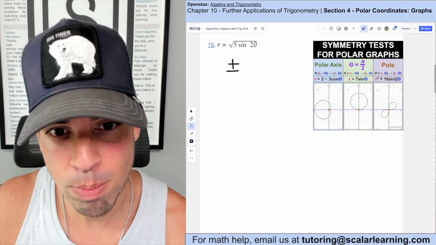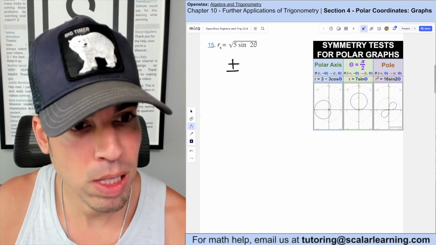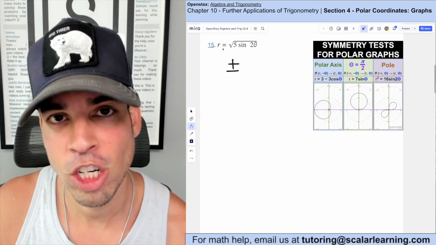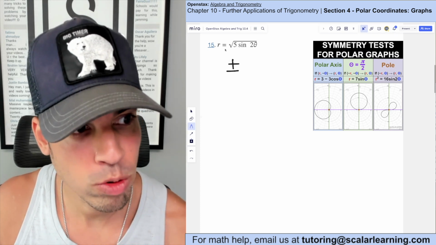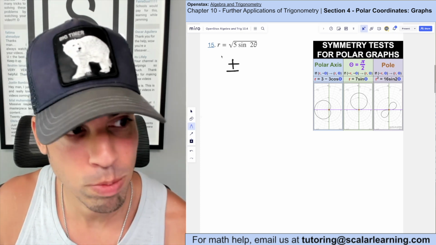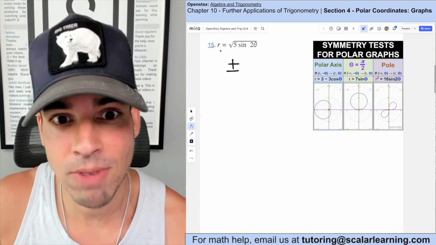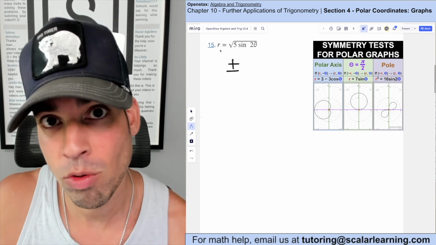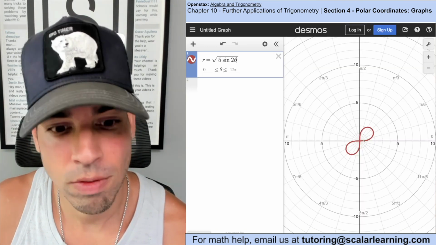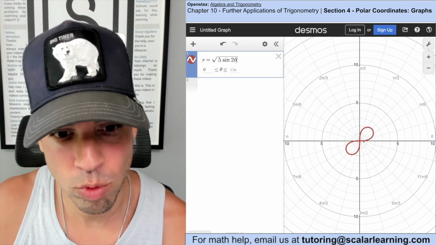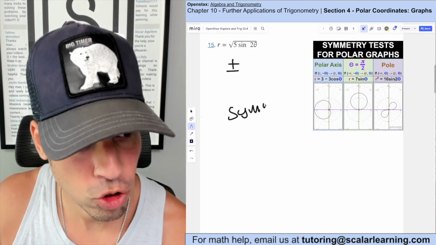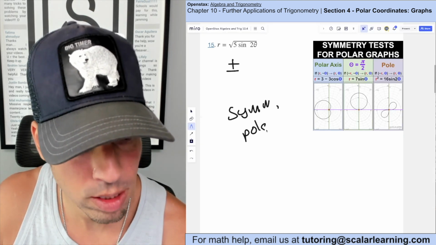But with respect to the pole, it's kind of interesting because if I do plug in a negative r, it doesn't really change anything, because if you remember, the square root provides a positive and a negative response. We're already getting a positive and a negative. So when I negate the r, I'm not effectively changing anything. Now I want to show you the graph in Desmos. So again, this is confirmed. We do have symmetry with respect to the pole. That's how you do it.